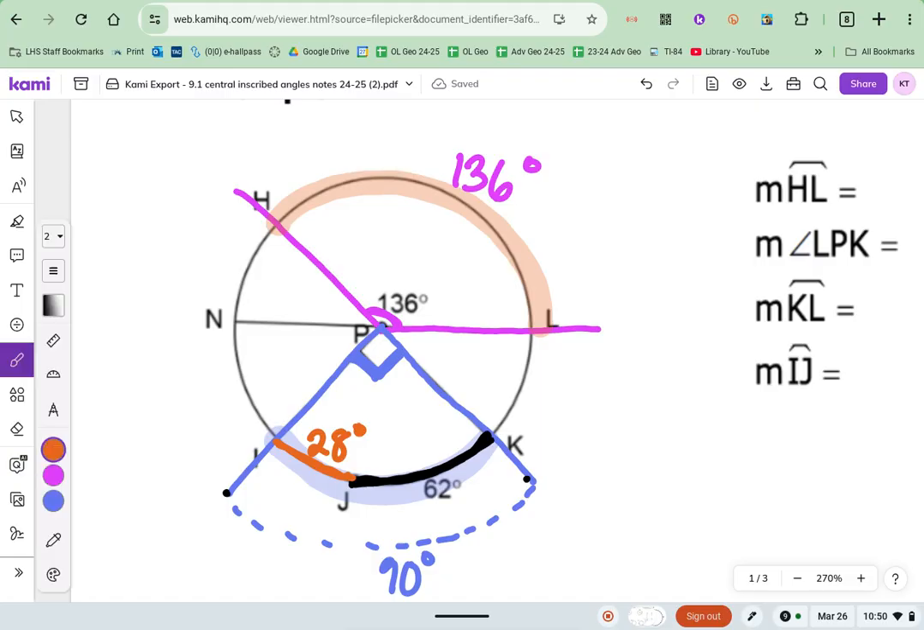Okay, so now we want to find this piece right here. Let's find the degree measure of arc HN. So we've already used half of a circle, 180. When you get stuck, you can look for half circles, and that will help us find missing pieces.